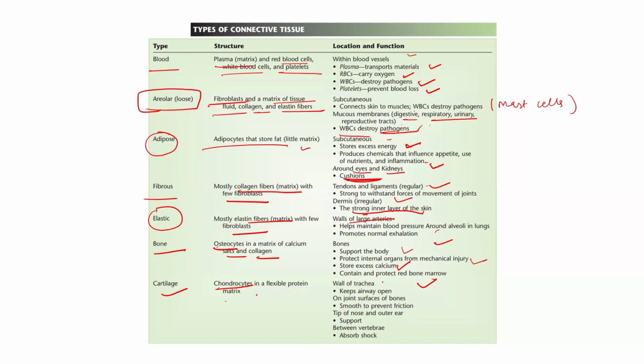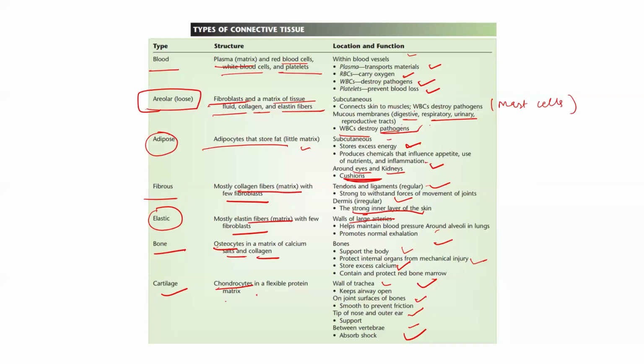Similarly, cartilage is present in the wall of the trachea, keeping it always open. It is on the joint surfaces of bones, keeping them smooth to prevent friction, and is found, for example, in the tip of the nose and outer ear, as support between the vertebrae, and it helps in absorbing the shock. So with this, we end the connective tissue topic, and in the next lecture, we will take up the muscle tissues and the nervous tissues.